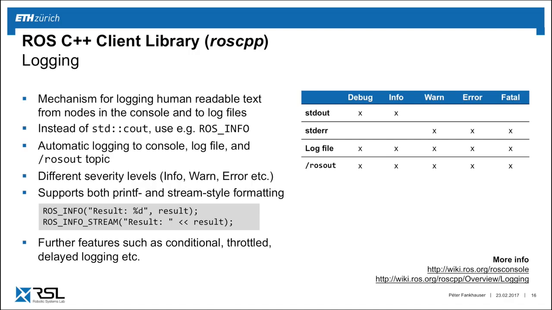It's nice if you look at the documentation, for which we provide the link on the bottom right. It has features such as conditional printing and throttling. If you don't want to fill up your console, you can throttle and print at a certain rate. You can delay, etc. So these are nice tools for you to print human readable messages into the console and to the log file.